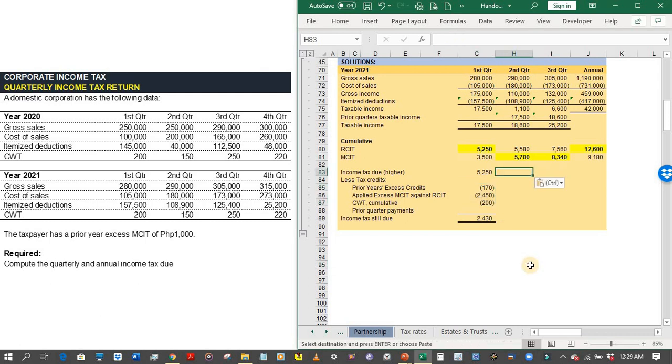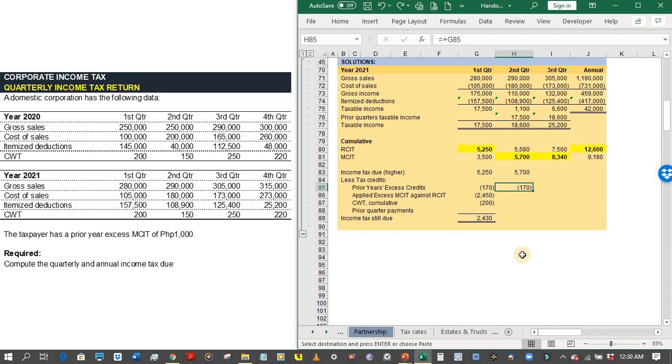So for the second quarter, the income tax due is 5,700 pesos. And this is MCIT. So this time, the higher amount is MCIT. And this is the cumulative income tax due. It means it includes the January until March income tax due. So it means this is the cumulative income tax liability. That is why the tax credits must also be cumulative. So since the 5,700 includes the income tax due in the first quarter, it means we can also deduct the 170 prior year's excess credits in the second quarter. So this will be our first tax credit. So that is negative 170 pesos.